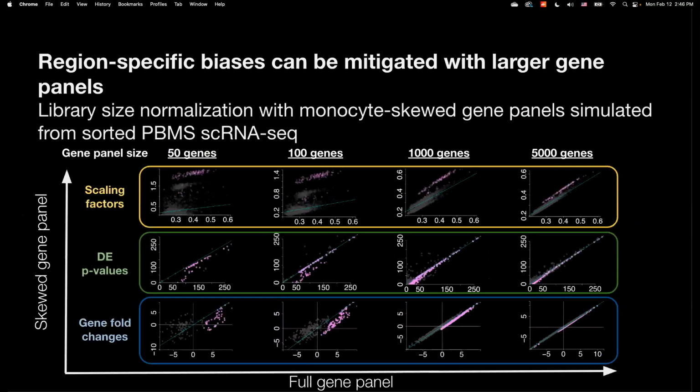We also use single-cell RNA sequencing data to simulate cell-type skewed gene panels of increasing size, and perform similar analyses to what we did before. And we find that as the gene panel size increases, the cell type specific biases that we observed before are mitigated, both for scaling factors as well as for differential expression p-values and gene log fold changes. And so this is likely because as the gene panels get bigger, they become more representative of the constituent cell types. And this is great because as we heard in the previous talk, as imaging-based SRT technologies advance to reliably include more and more genes, the issues presented here will be less impactful on downstream analyses.